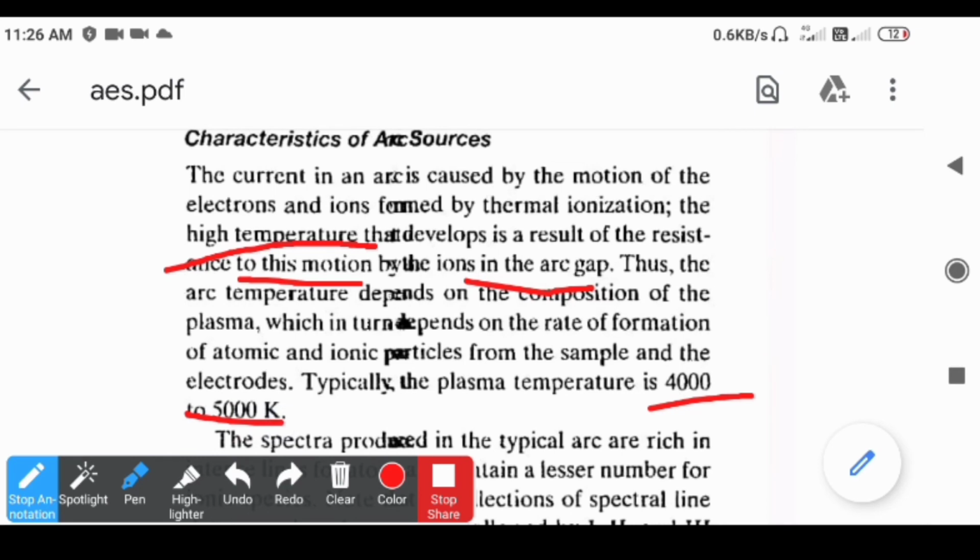The temperature depends upon the composition of the plasma, which in turn depends upon the rate of formation of atomic and ionic particles from the sample and the electrodes. So the whole process depends upon how many particles or ions are generated in the plasma. Once we control the rate of formation, we can also control the temperature of the arc source. Again, this generation of ions depends upon the voltage that we have applied, either DC or AC source.